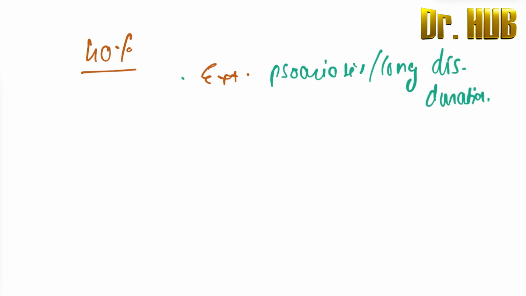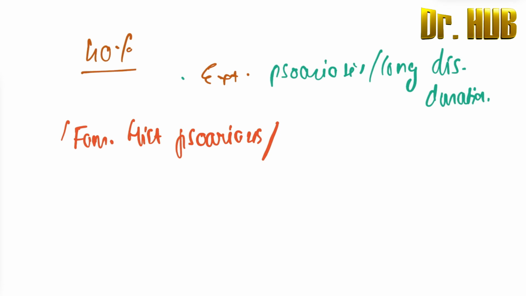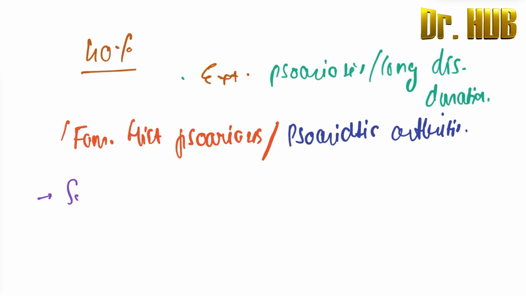Then comes the family history of psoriasis. Then comes the presence of psoriatic arthritis. Then there is a subungual oil drop sign or the salmon patch.